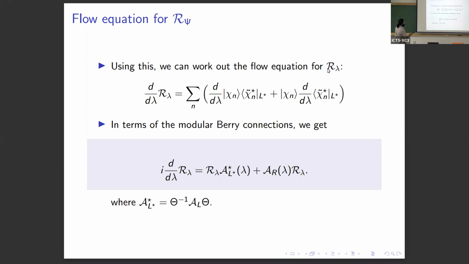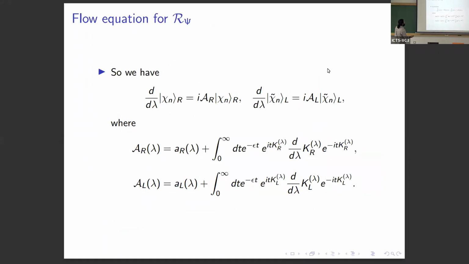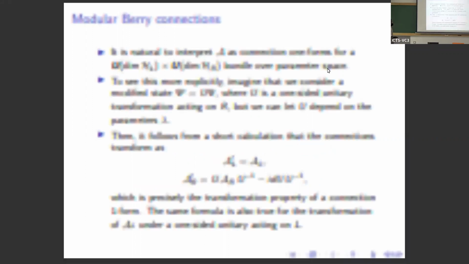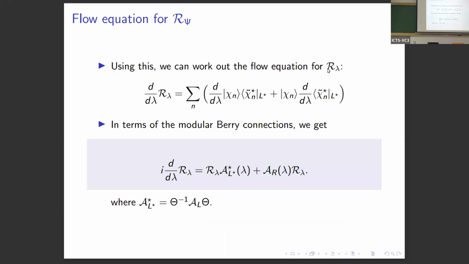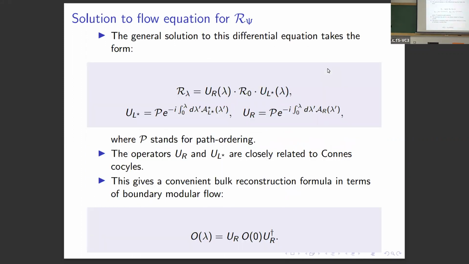The thing to emphasize perhaps about this equation is that these modular Berry connections can be entirely written down in terms of the modular Hamiltonians. If you give me the modular Hamiltonian as a function of lambda, I can explicitly, at least in principle, compute the modular Berry connections, up to these phases, which, as you'll see, eventually drop out. And of course, now this flow equation can be solved, at least formally.